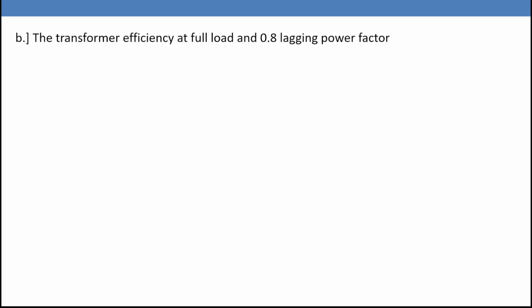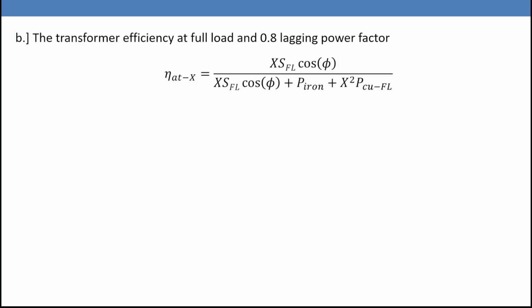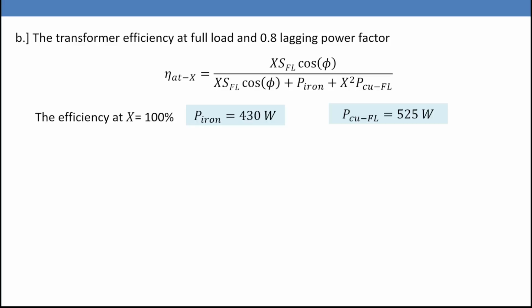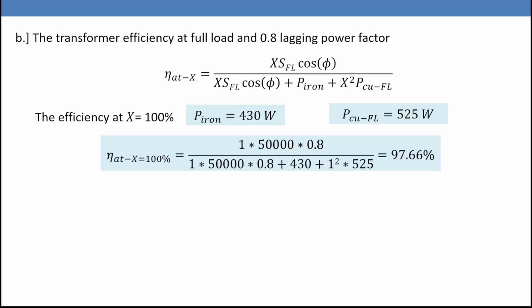Now we want to calculate the transformer efficiency at full load and 0.8 lagging power factor. Please revise video number 7 for the transformer efficiency. We are going to use this equation: eta at x equals x S full load cosine phi over x S full load cosine phi plus P iron plus x square P copper at full load. So x equals 100%, P iron equals 430 watt, P copper at full load 525 watt, S full load is 50 kilovolt ampere, and cosine phi equals 0.8. We're going to substitute in this equation, so the efficiency equals 97.66%.